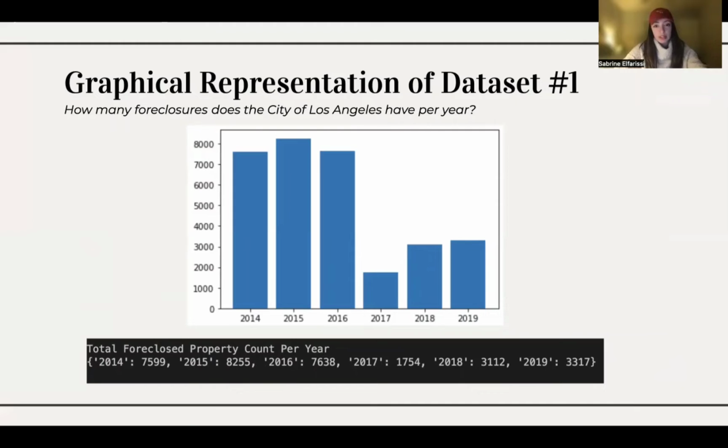To break this down even further, from the first data set, we decided to check exactly how many foreclosures the city of Los Angeles has per year. From this graph and from the numerical values below, we see that 2015 had its highest peak of foreclosure rates and really decreased in 2017. We see it slowly starting to trend up again up to 2019.